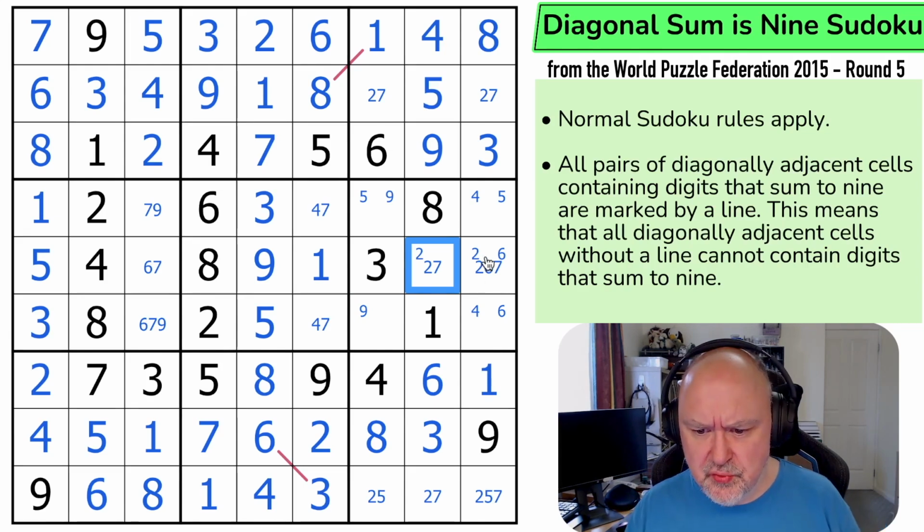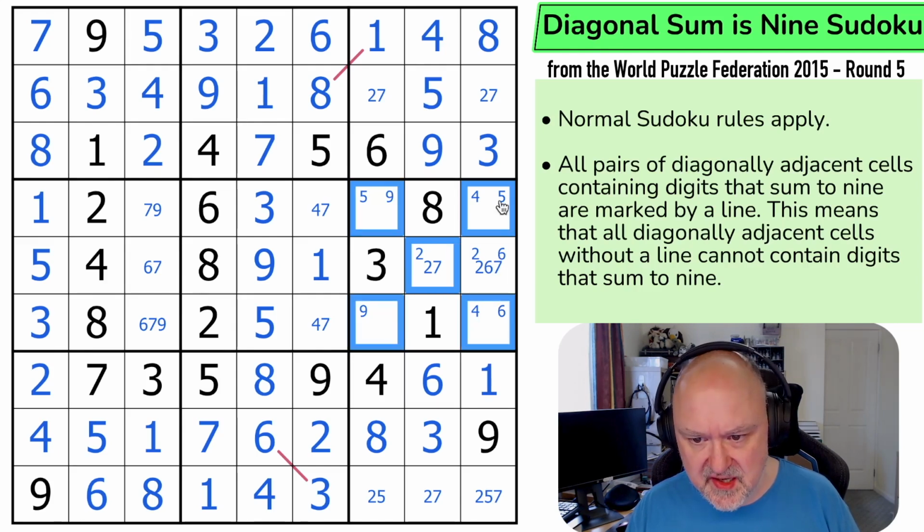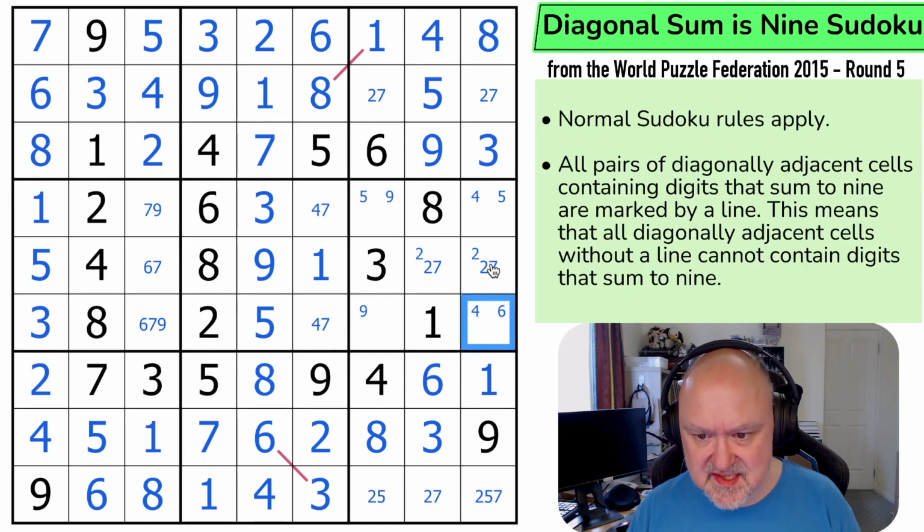If this is a 2, this is a 7. Because I couldn't put 7 next to it. And if this is a... Right, this can never be a 6. If this is a 2, I could never put 7 diagonally next to it. So this would have to be the 7. If this is the 7, I could never put 2 in any of those. So this can never be the 6. This is the 6, which takes 6 out of there. This is a 2, 7 pair.